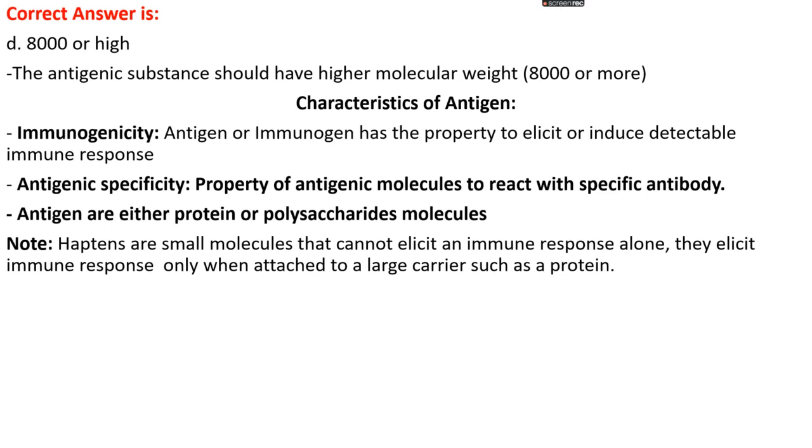Let's see some characteristics of antigens, that is immunogenicity. Antigens or immunogens have the property to elicit or induce a detectable immune response first. Second, antigenic specificity, that's the property of antigenic molecules to react only with specific antibodies. Okay. Antigens are either protein or polysaccharide molecules.